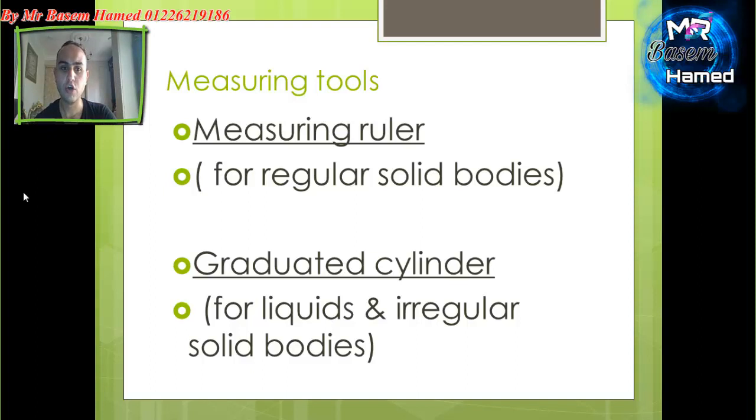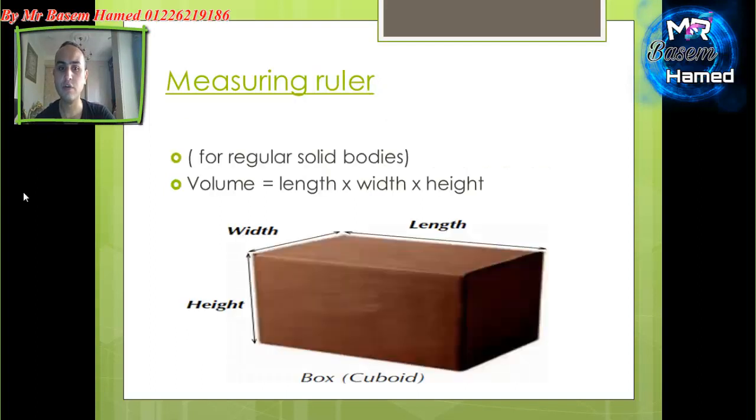Measuring the volume for regular solid bodies. For regular solid bodies, volume equals length times width times height. Look, we have a cuboid here. The longest edge is the length, and the other edge in the same face is the width, and this is the height from the surface. So if you want to measure the volume, we use length times width times height by the ruler.